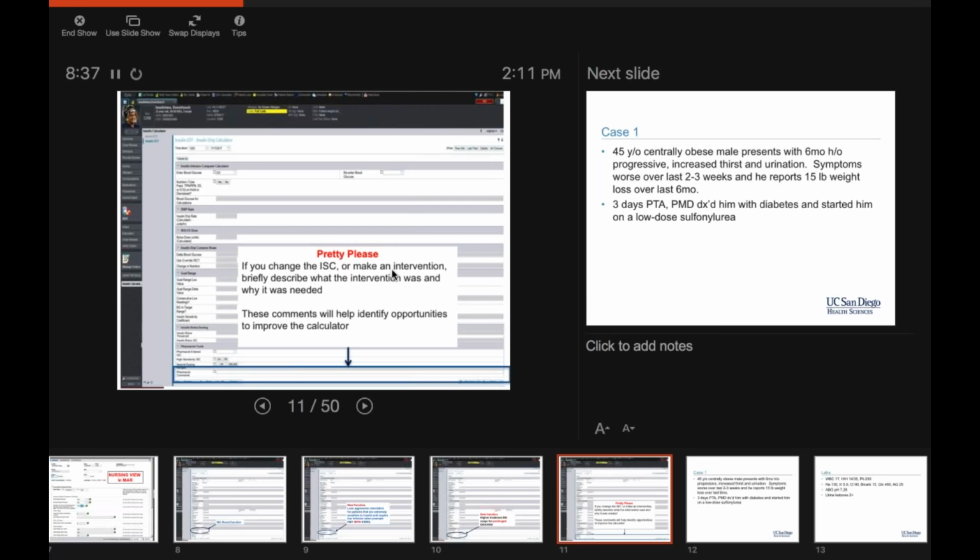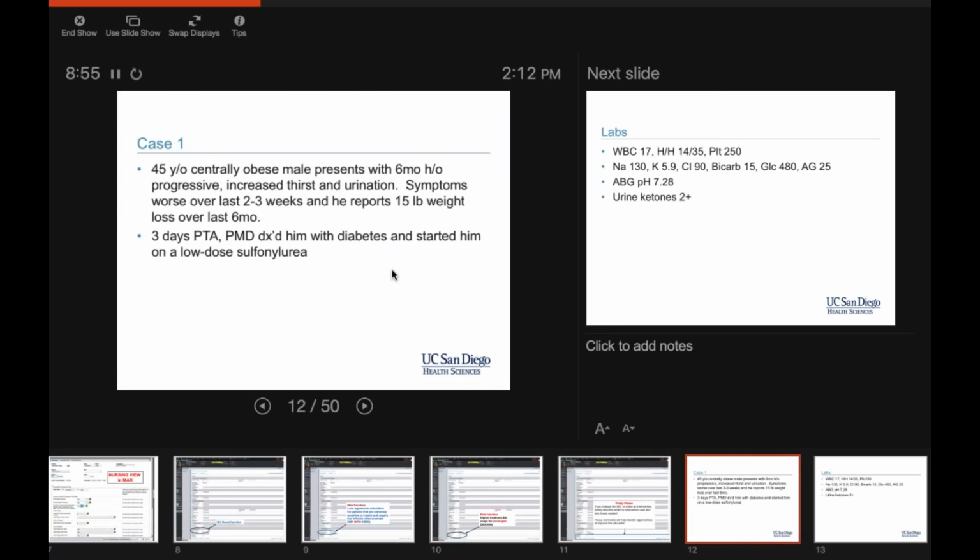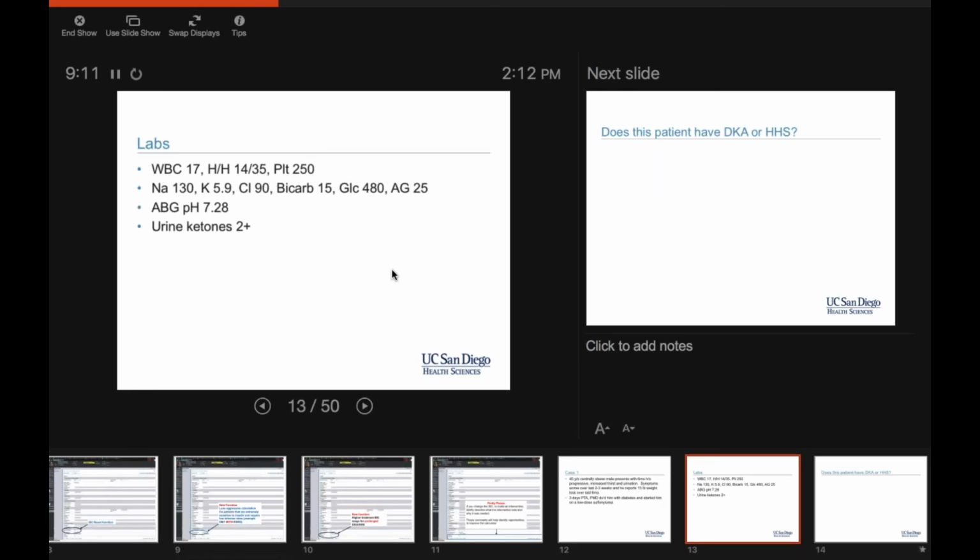Okay. So now we're going to get into DKA because I want you guys to really understand DKA, why it exists, how it's treated, and how to utilize this tool, which is the infusion calculator, to manage DKA. So we're going to start with a case. 45-year-old obese gentleman comes in, 6 months of increased thirst and urination, worse over the last 2 to 3 weeks. 3 days before admission, he goes to his primary care doctor. They told him he has diabetes, and they started him on a sulfonylurea. Then he comes into the ED because he doesn't feel any better, and these are his labs.